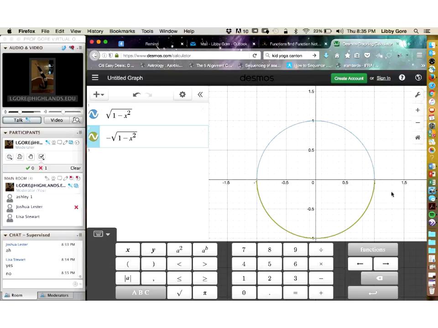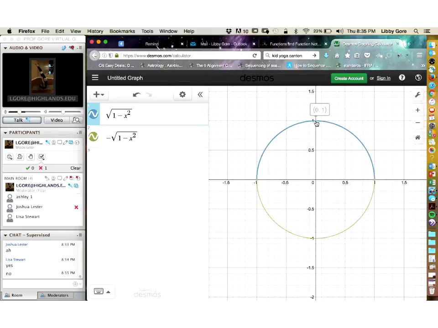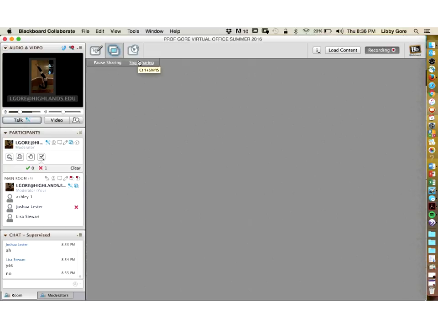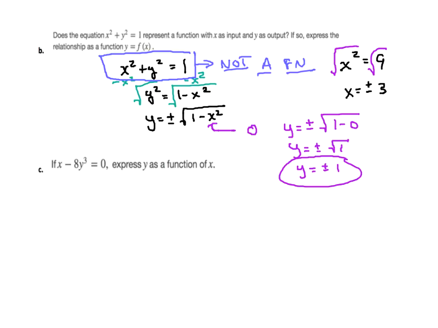You've got inputs throughout the entire circle going to 2 different outputs. I put in 0, and I get out 1, and I get out negative 1. So that's the equation of a circle you were just looking at, and it is not a function. I hope that was helpful for you to see it like that and not just a waste of precious lecture time. Okay, let's take a look at this next one.